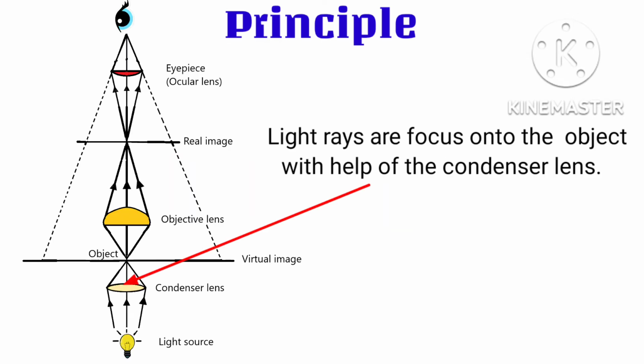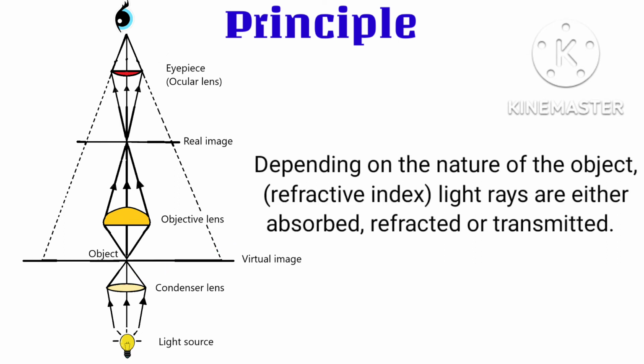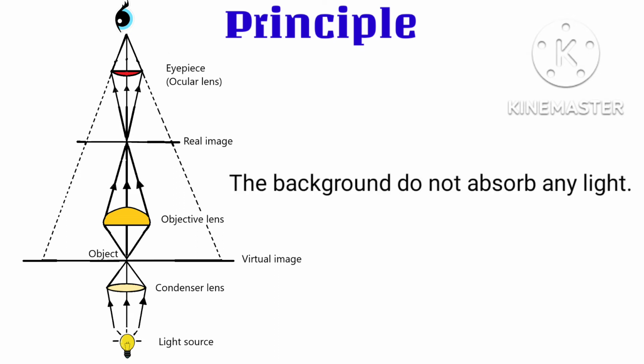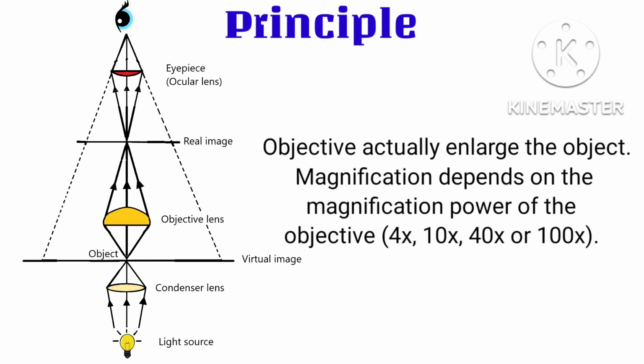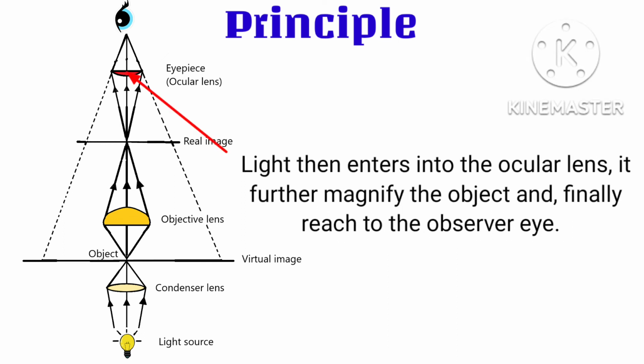Light rays are focused onto the object by help of a condenser lens. Depending on the nature of the object, light rays are either absorbed or refracted or transmitted. The background does not absorb any light. The light that comes from object and background then enters into the objective lens. It actually enlarges the object, depending on the magnification power of the objective lens. Light then passes through the ocular lens, which further magnifies the object and reaches the observer's eye.